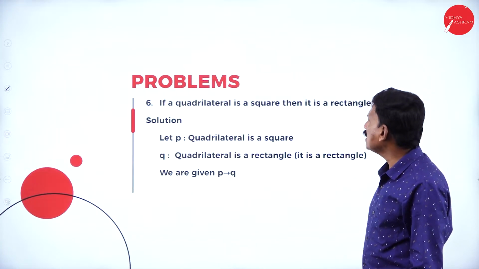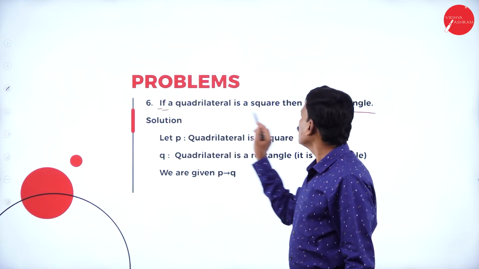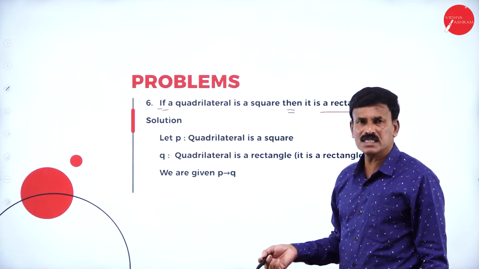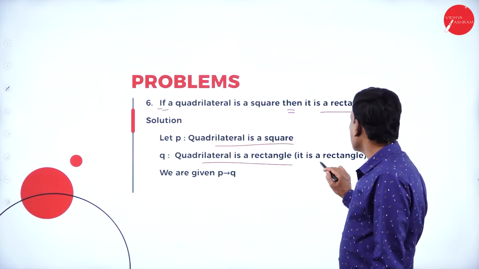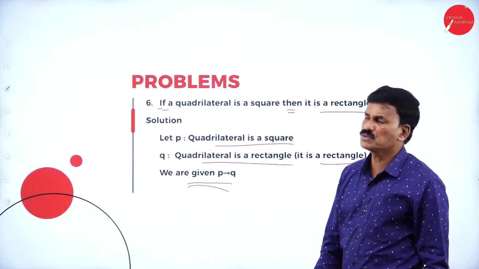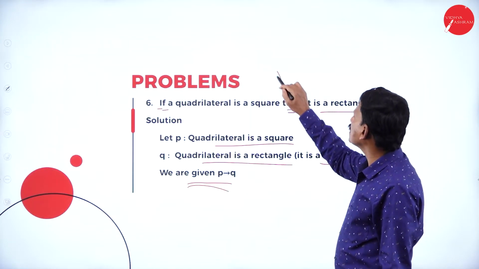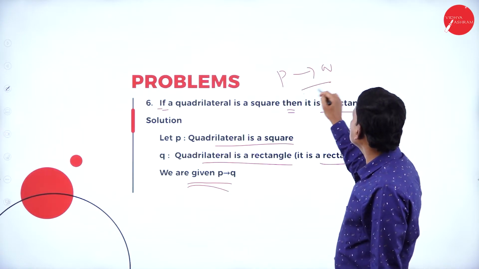If a quadrilateral is a square, then it is a rectangle. Here also it started with if then, so therefore this is also a conditional statement. Quadrilateral is a square, quadrilateral is a rectangle. Therefore we can write P conditional to Q.